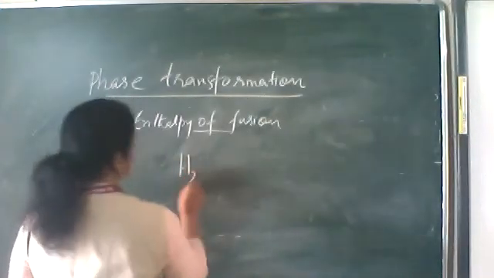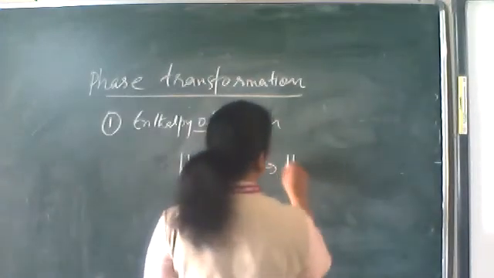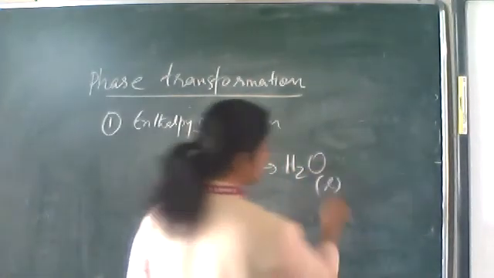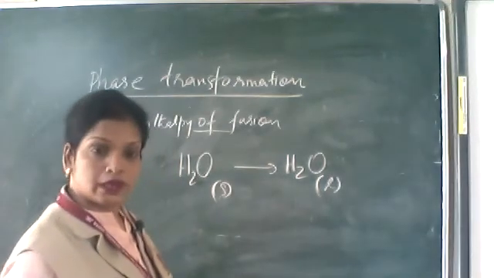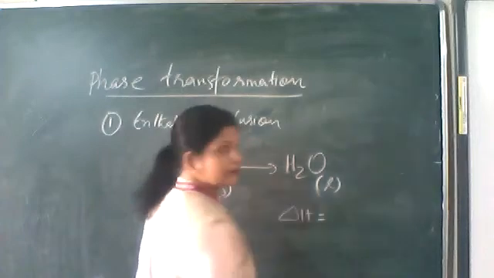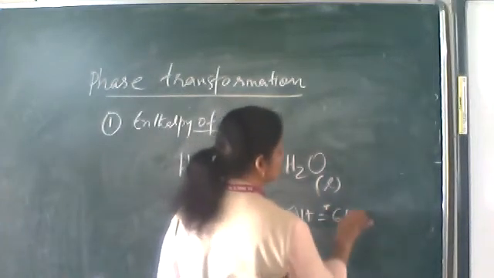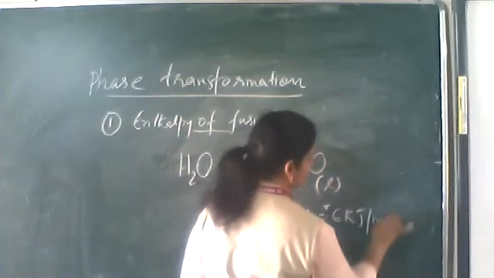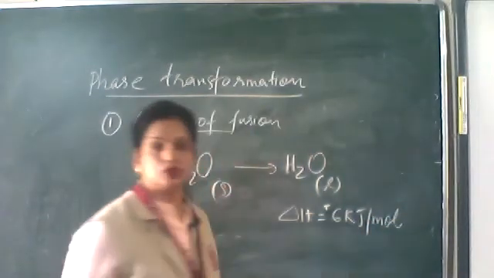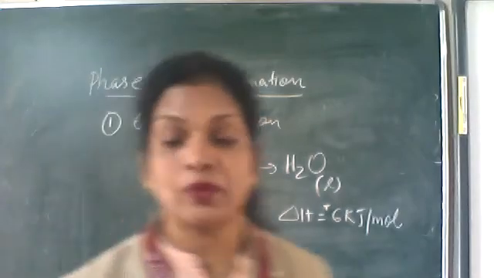So we are writing the example H2O solid, that is ice, changes to H2O liquid, that is liquid water. Delta H, positive or negative? Absorbed, positive. Very less, 6 kilojoules per mole. Now, next heading, enthalpy of vaporization.